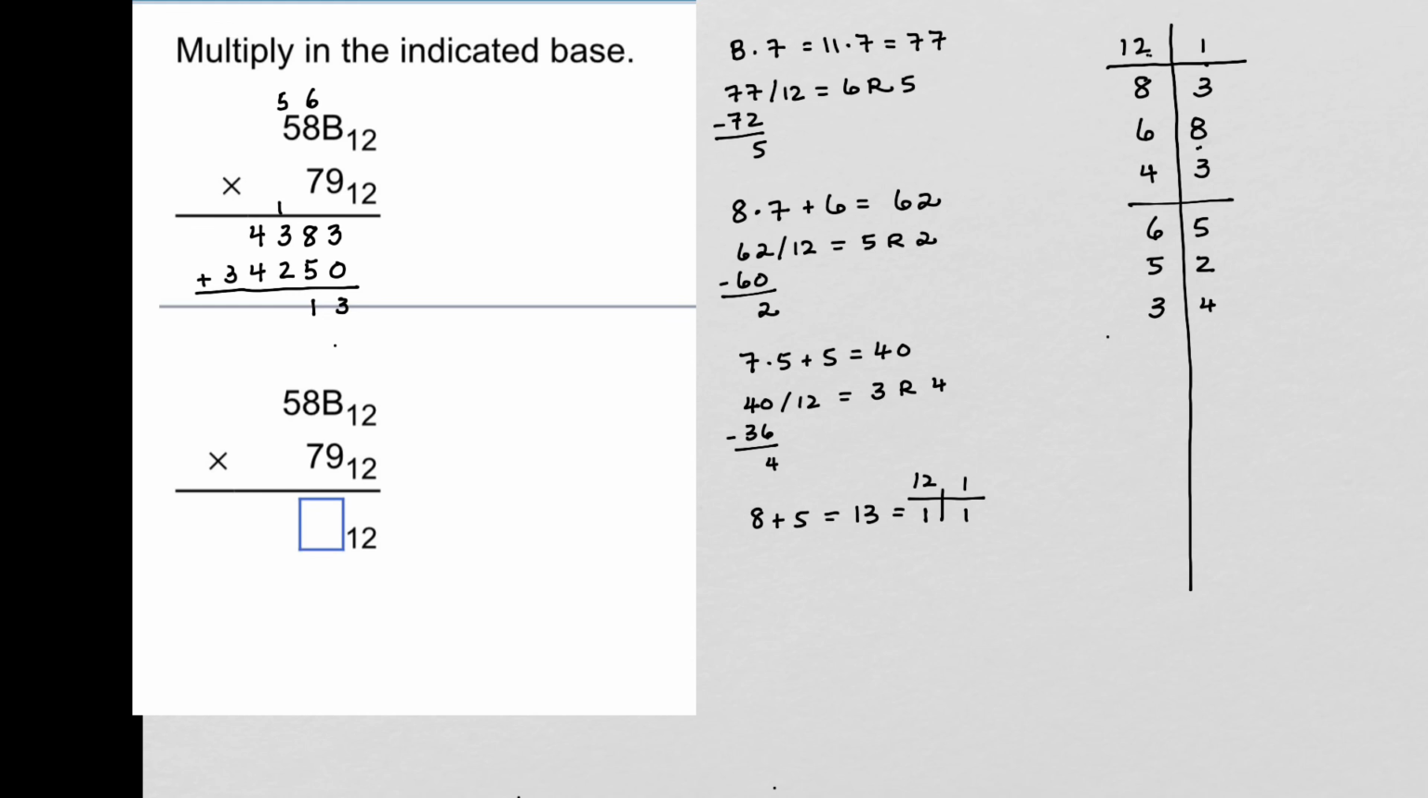And then I have 1 plus 3 plus 2, and that makes 6. So that's less than 12. 4 and 4 is 8. That's less than 12. And then the 3, and that's my final answer. 38613, base 12. And that's my final answer.